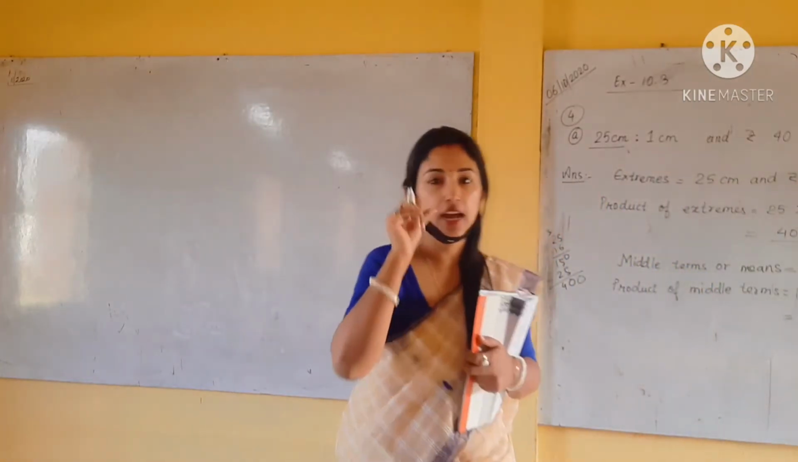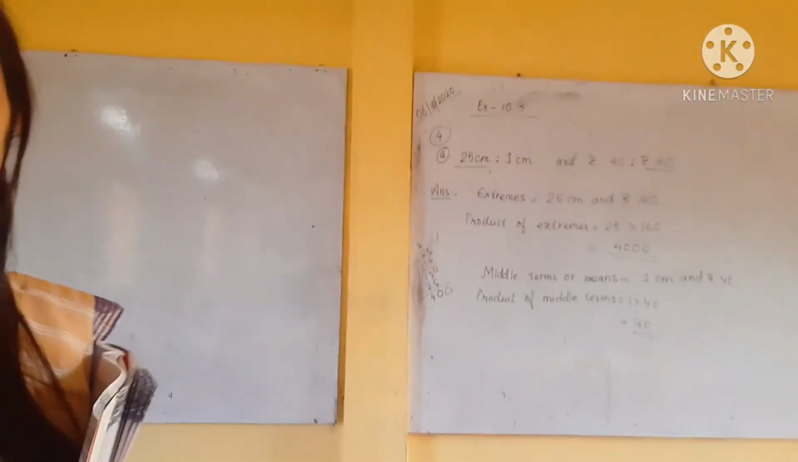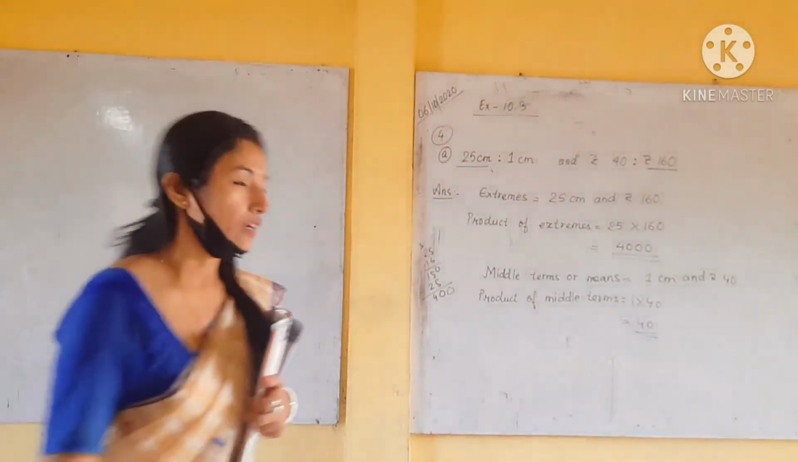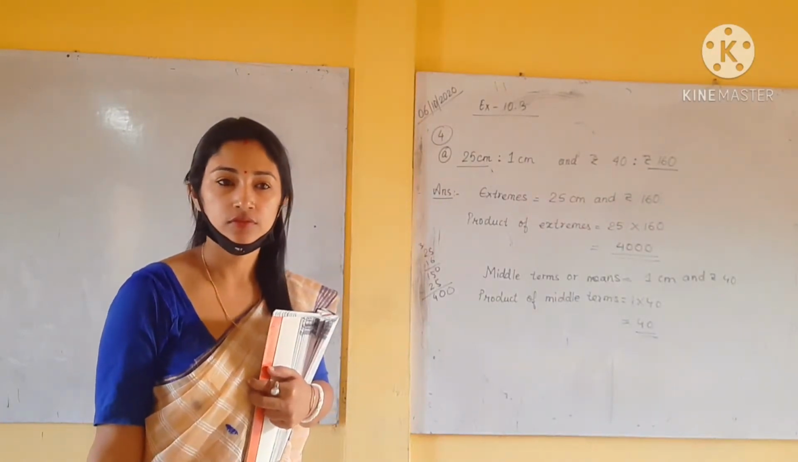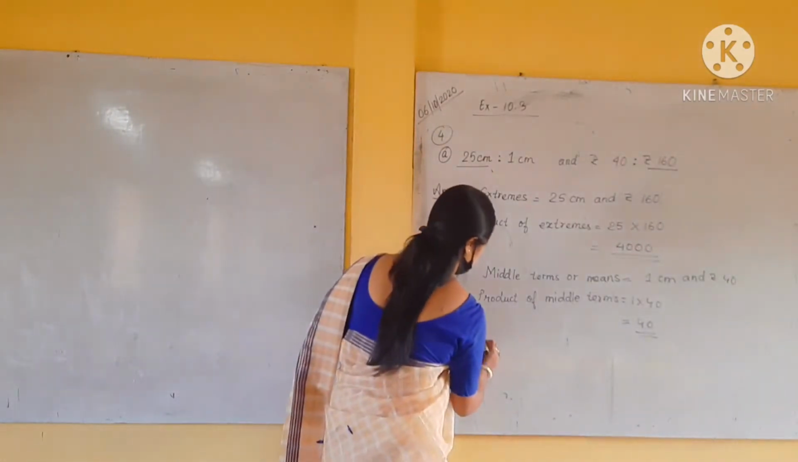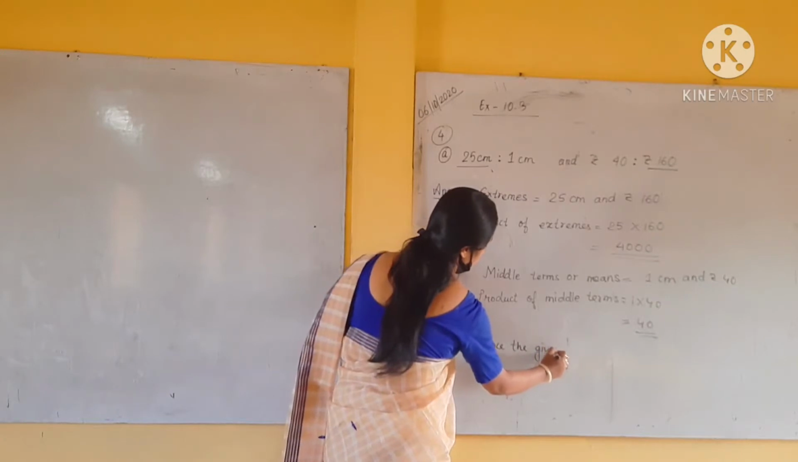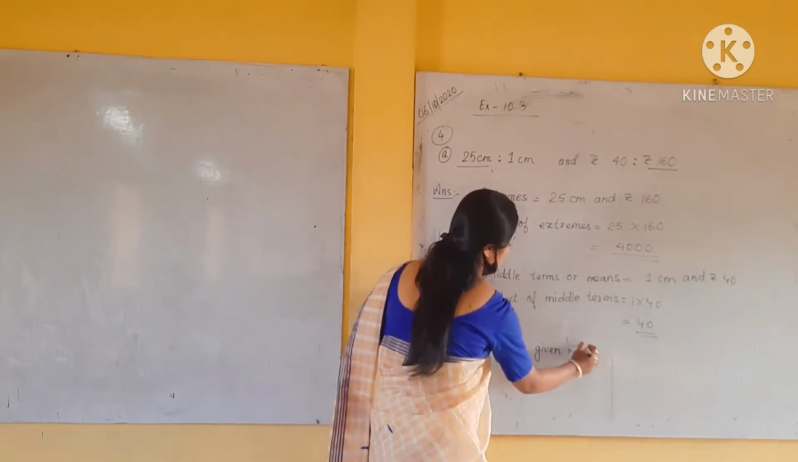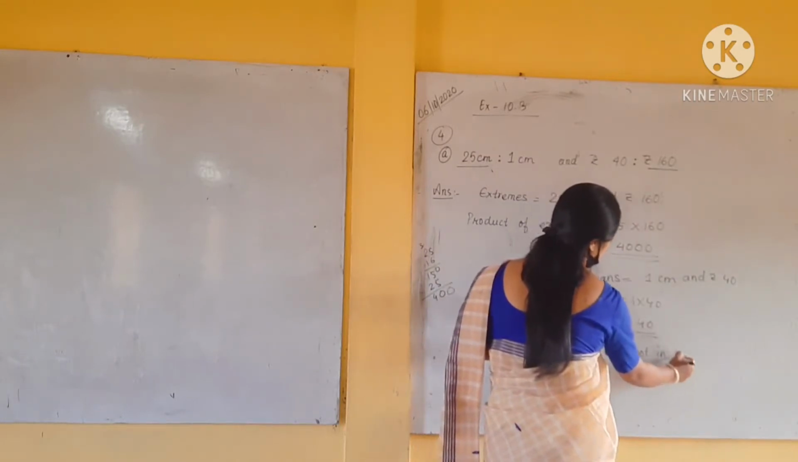You can see that the two values are not the same. The two values are different. So are they in proportion or not? Not. So write: hence the given ratios are not in proportion.